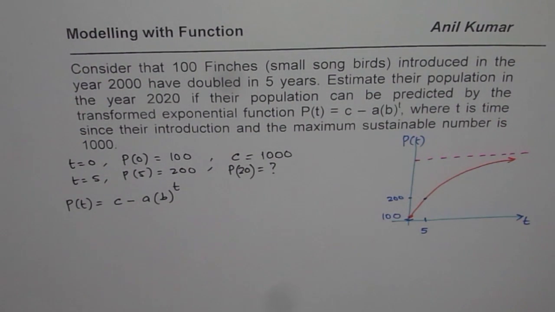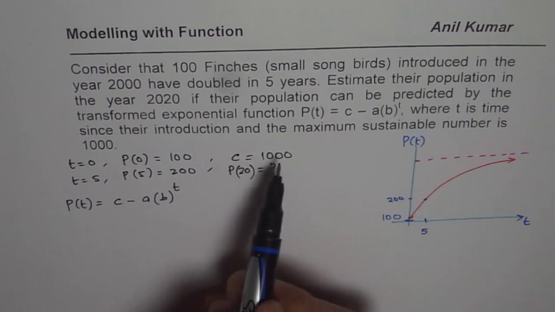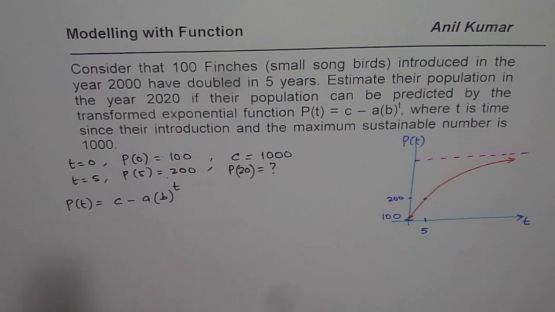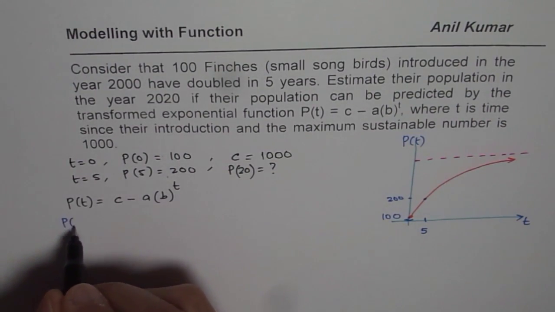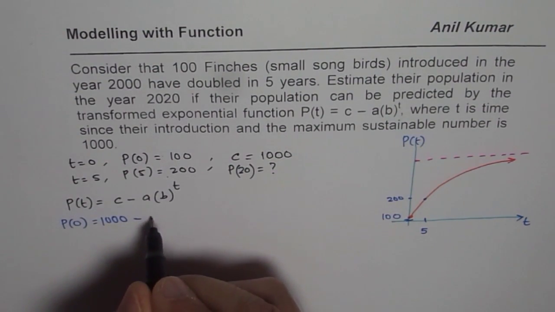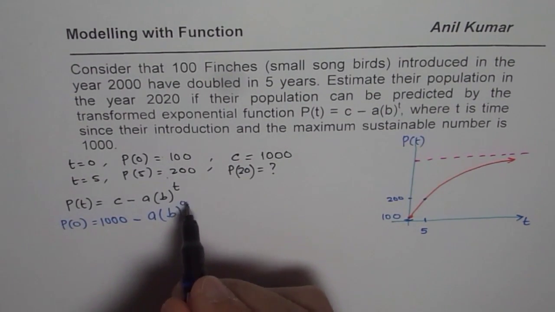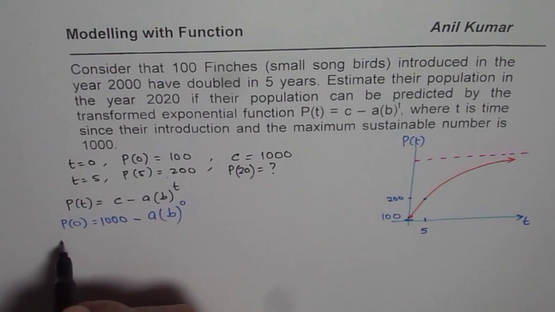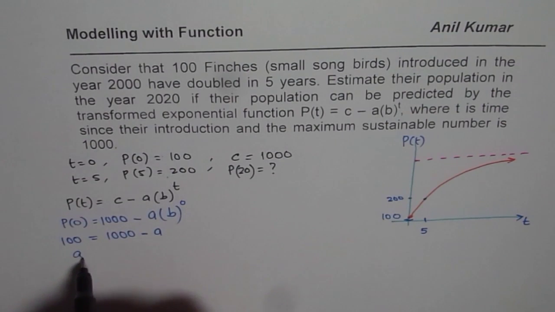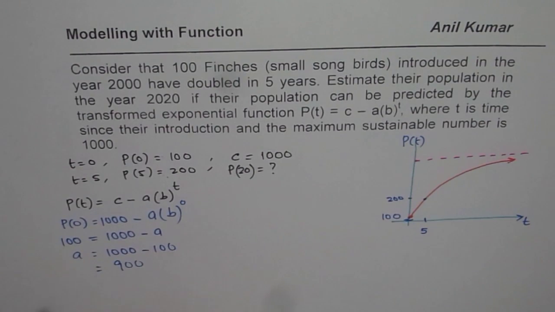Now let us see how to solve it. Let's begin by finding these variables. We know c is 1000; a and b are two variables which we need to find. We know 2 points, that should help us. So let's use p of 0. We have p of 0 equals 1000 minus a times b to the power of t, but t is 0. Anything to the power of 0 is 1, so I can write p0 is 100, which equals 1000 minus a. So from here I get a equals 1000 minus 100, and that is 900. So we know a.